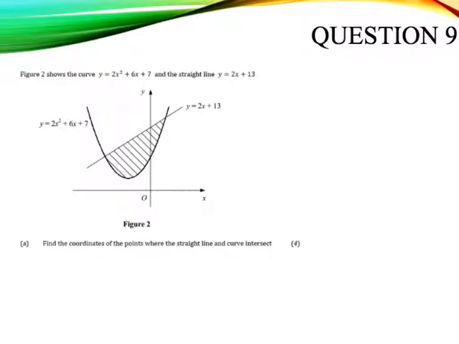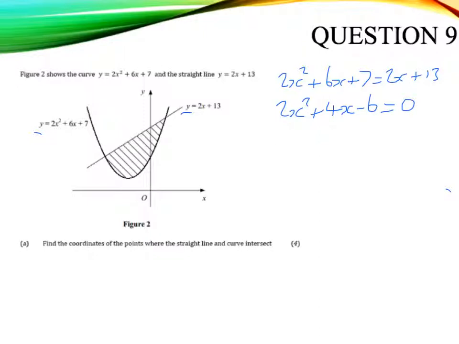So first of all, we're going to put these two equations equal to each other, because both of them are y equals. So if y equals both, then they both must equal each other. So let's have 2x squared plus 6x plus 7 equals 2x plus 13. Rearrange it to make it equal 0. So 2x squared, take 2x from both sides, take 13 from both sides, equal to 0.